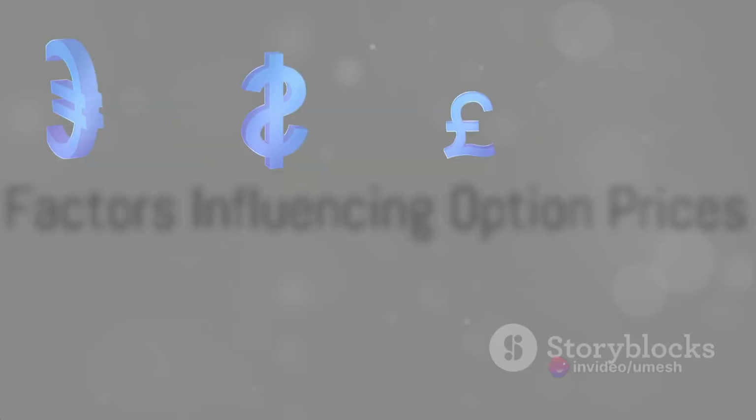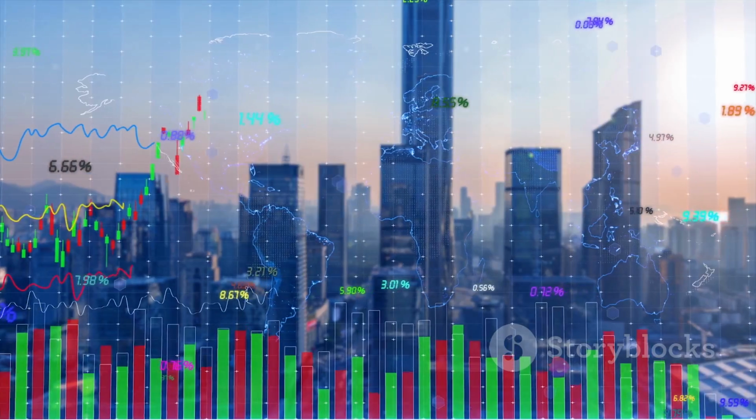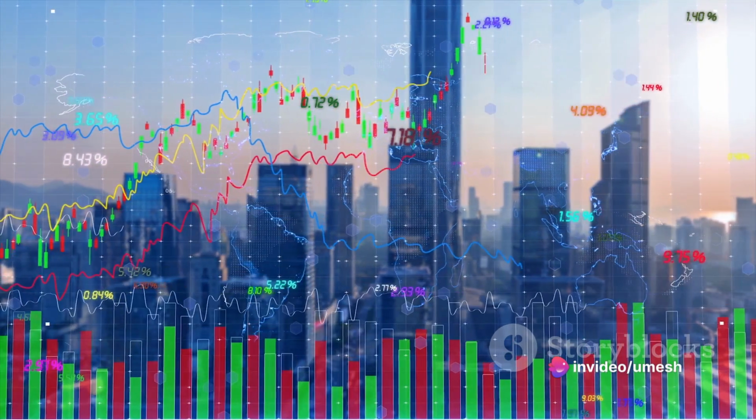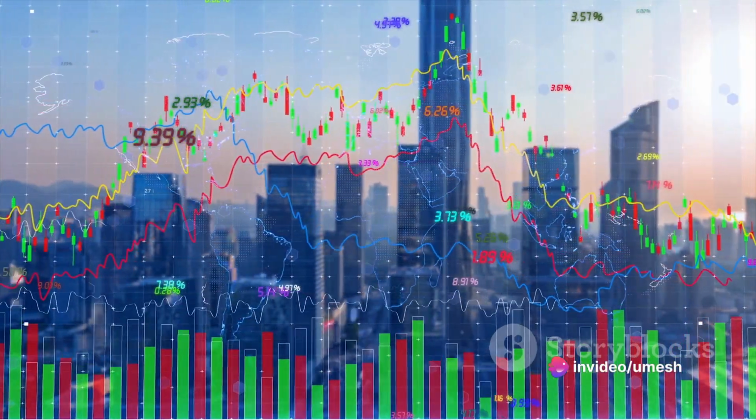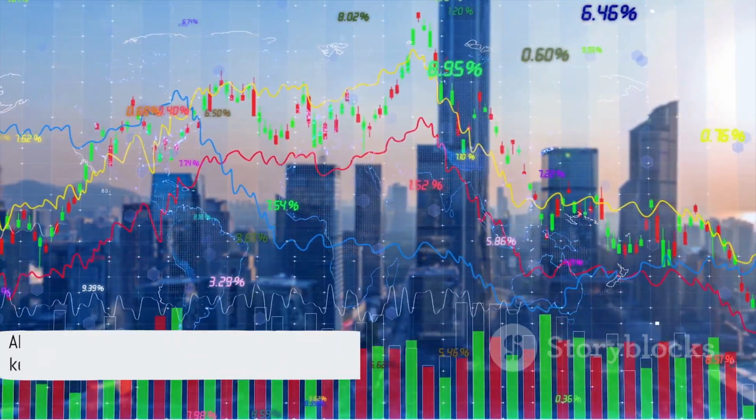So, how do you choose the right option contract? Look at the strike price, premium, and the Greeks, especially delta, gamma, theta, and vega. These help you understand how the option will behave under different market conditions. Remember, the key is aligning your option strategy with your overall trading goals.